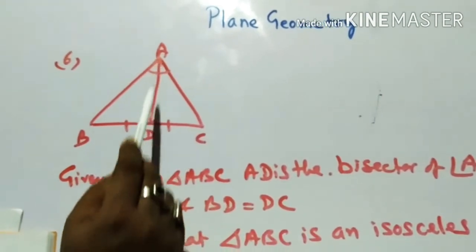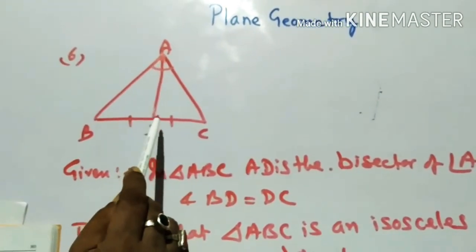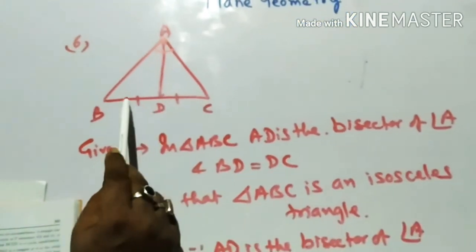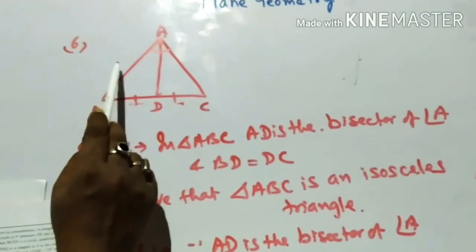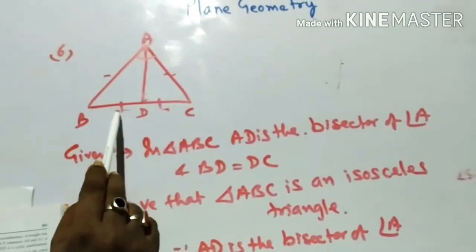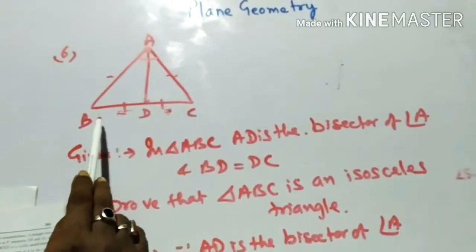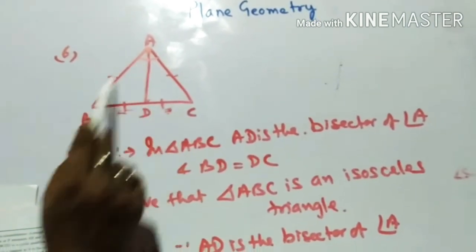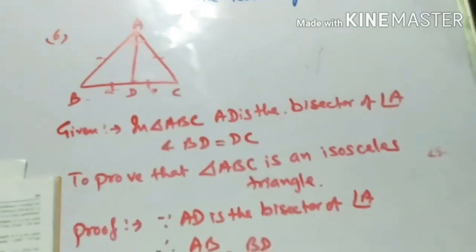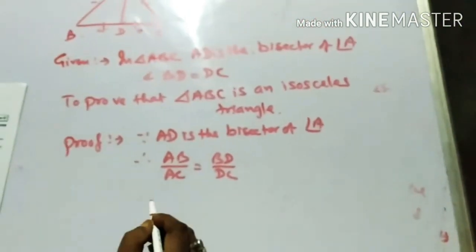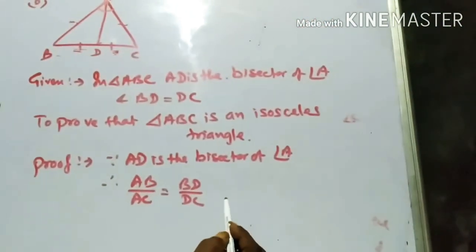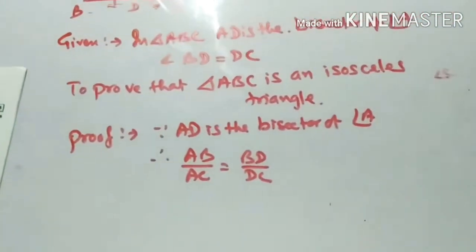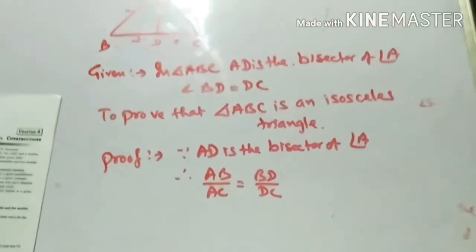This is the bisector of a triangle that divides its base, this base, in the ratio of the other two sides. Divides the base means divides the base in the ratio of the other two sides. That means AB by AC is equal to BD by DC. This is the theorem in your class 10 advanced maths.